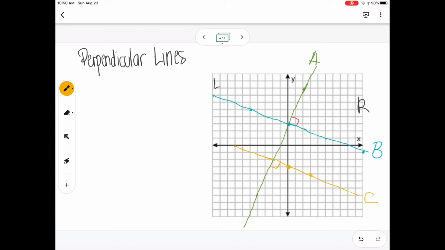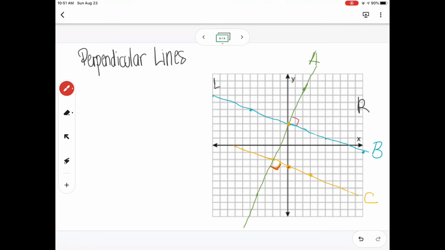This is the y-intercept for the yellow. This is the y-intercept for the green. They're still making a 90-degree angle over here, right? So this is a 90-degree angle, but they have a different y-intercept. So the y-intercepts for perpendicular lines may or may not be the same. So just keep that in mind. They may or may not be the same.